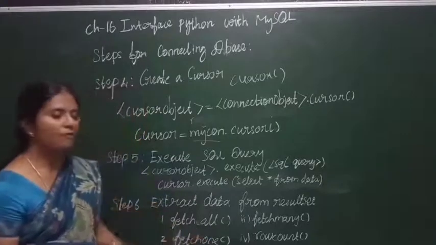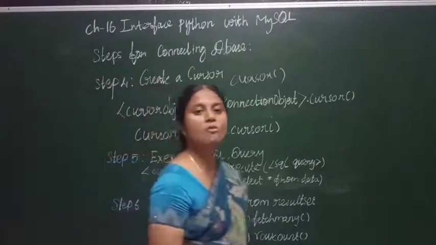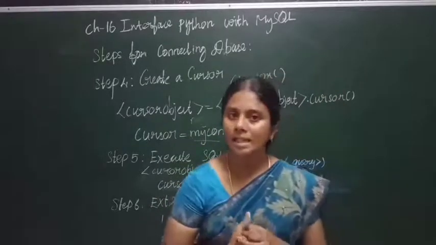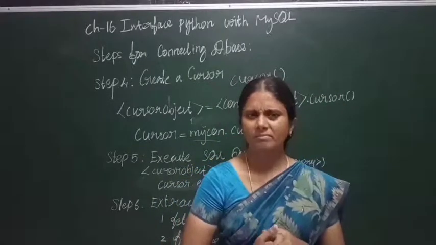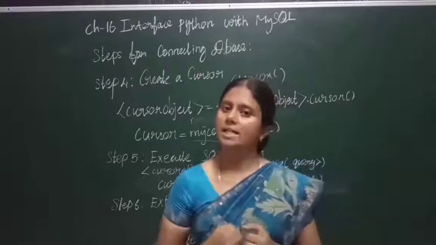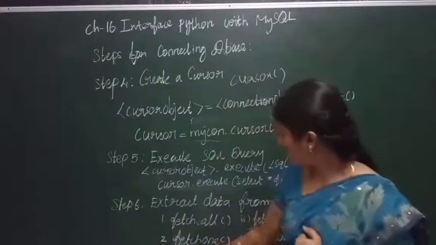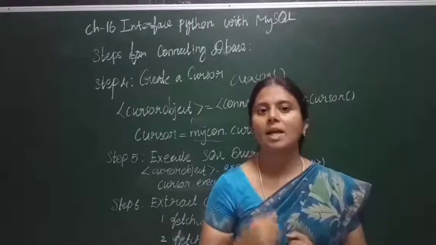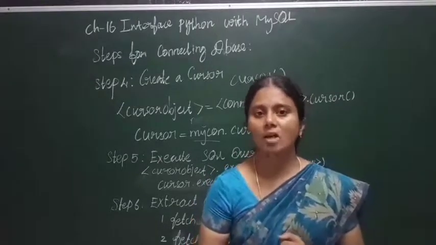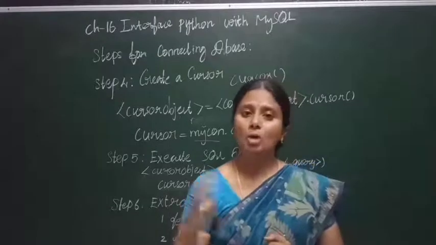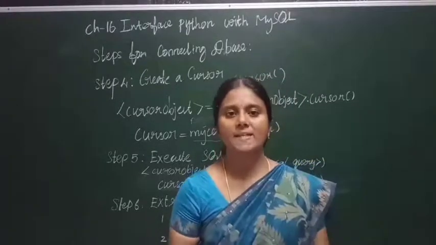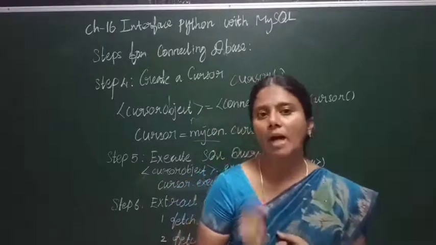Okay, we will see the fetch all function. What is the use of fetch all function? It will fetch all the records in a database. What is that fetch one function? It will fetch only one record and then it will fetch the next record and continue the process. If there is no record in the database, it will return a none value.